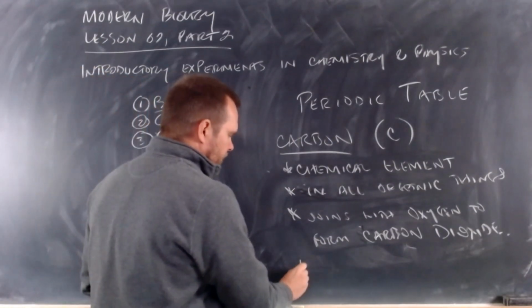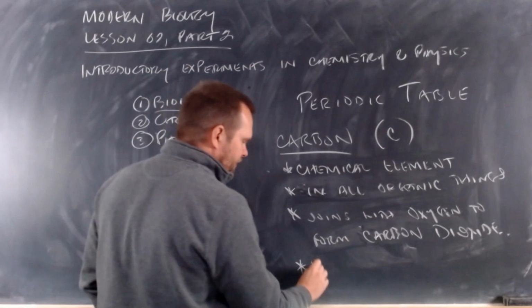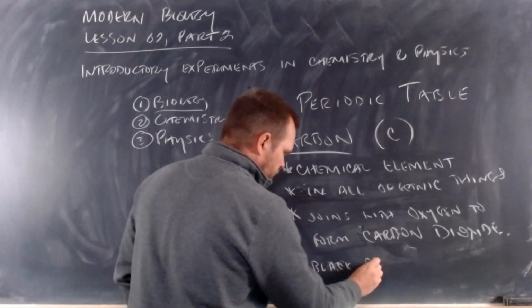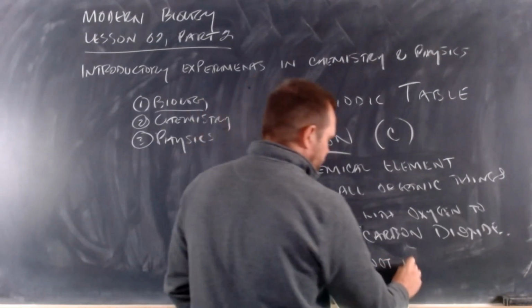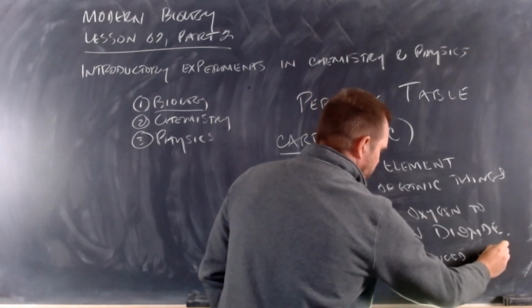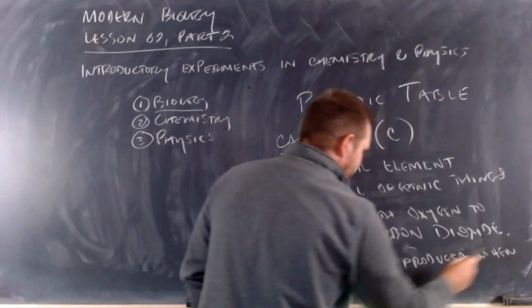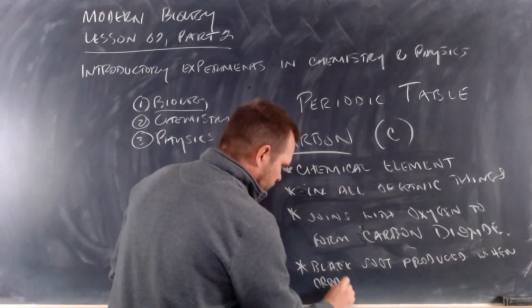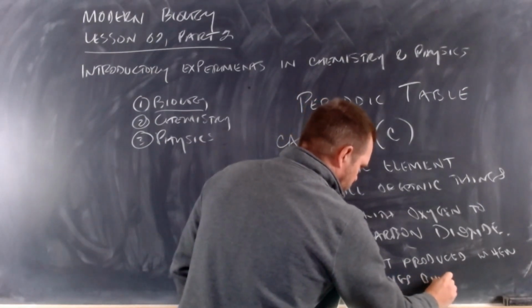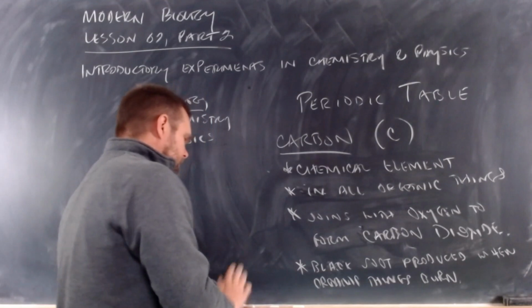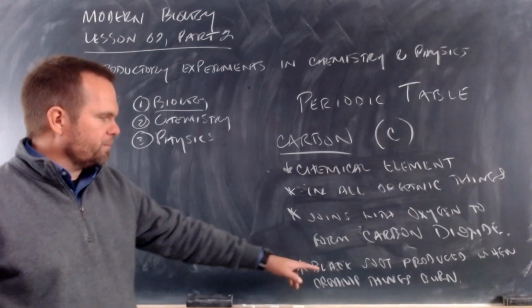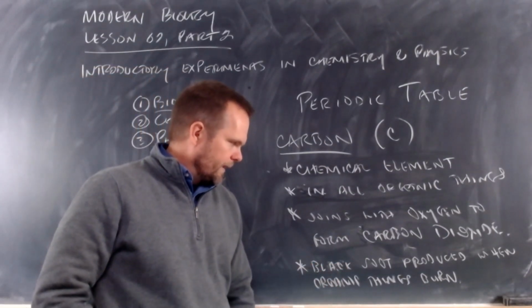We also learned that the presence of carbon can be detected by the black soot produced by fire, produced when organic things are burned. So carbon is present in the black soot that is produced when organic things burn.